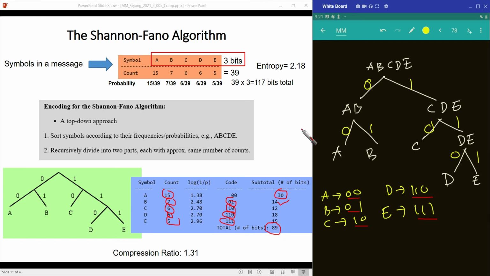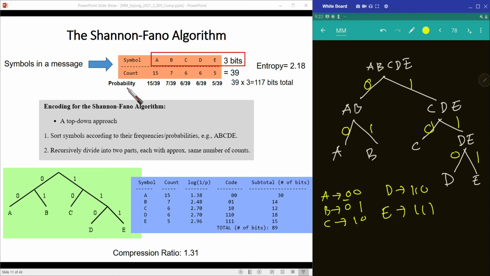So see, before compression we need 117 bits. After compression we need 89 bits. So the compression ratio that we achieve is 1.31. That means you just divide this one by 89 and you get 1.31. And that is exactly how we applied the Shannon-Fano algorithm. And this is why it is variable length coding.